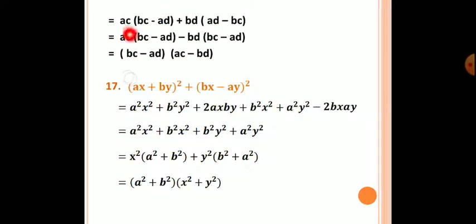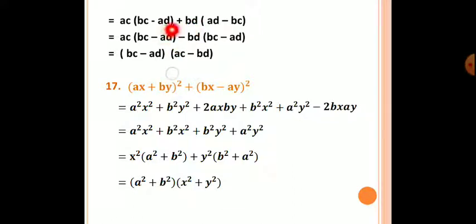So how can we write it now? From the first two terms we can take ac common. So what is remaining is bc minus ad. From the last two terms we can take plus bd common. So what is left is ad minus bc. So here we have written ac into bc minus ad.